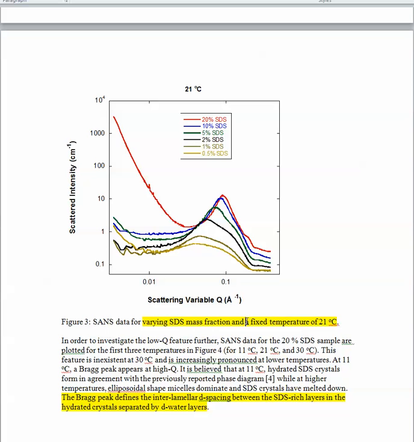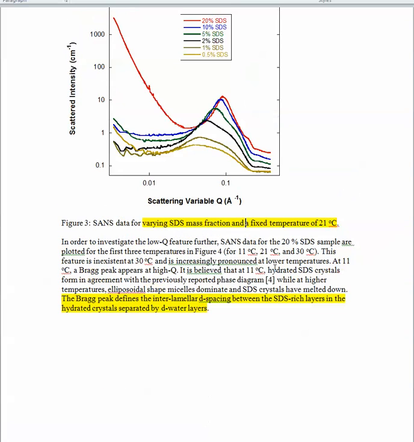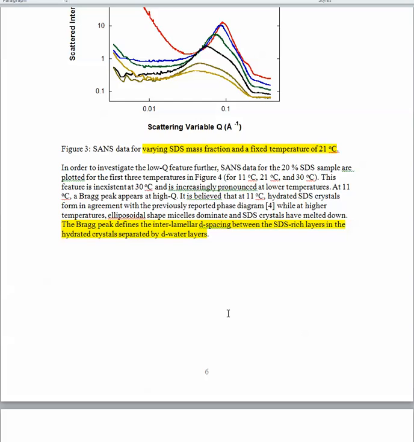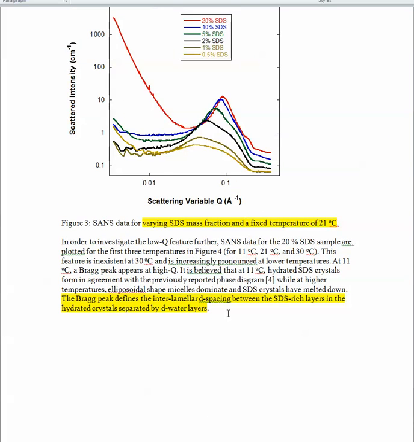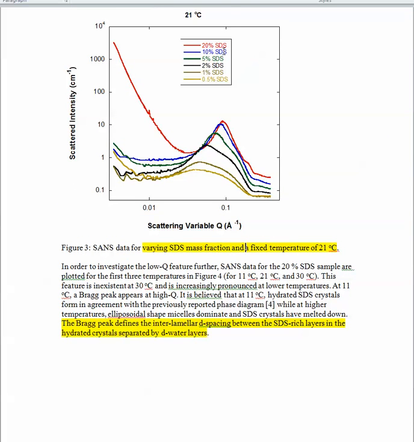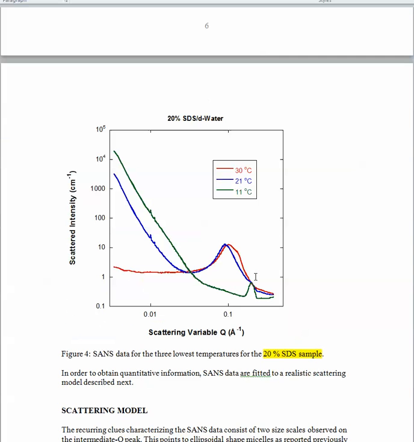We'll find out why this low Q peak shows up. This Bragg peak defines the interlamellar d-spacing between SDS rich layers and the hydrated crystals. So this low Q peak is due to the formation of hydrated crystal separation, in other words, SDS crystallizes for these high fractions and this temperature.